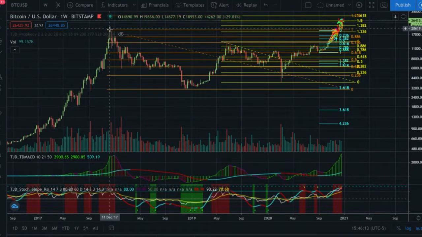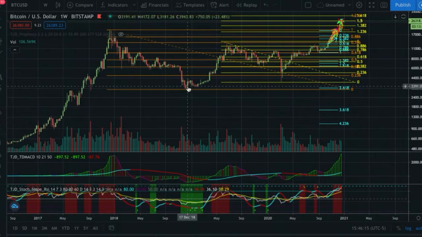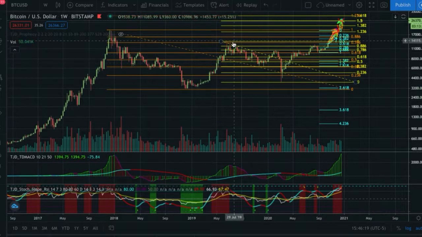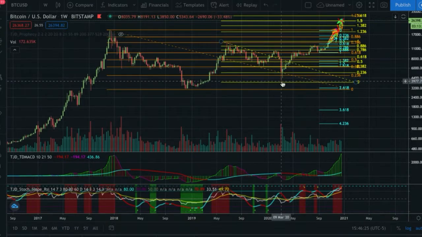And you'll notice here in orange we take from the all-time high to the sell-off low down here at 3,000, and then here in yellow we take the 14,000 peak and go down to the low down here at 4,000.